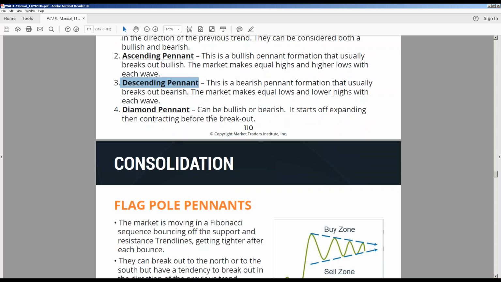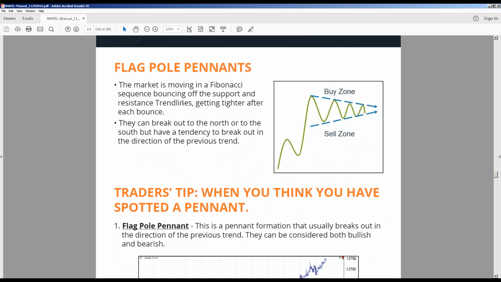Then you get to a diamond pennant. This can be bullish or bearish. It starts off expanding and then contracting before you see the breakout.